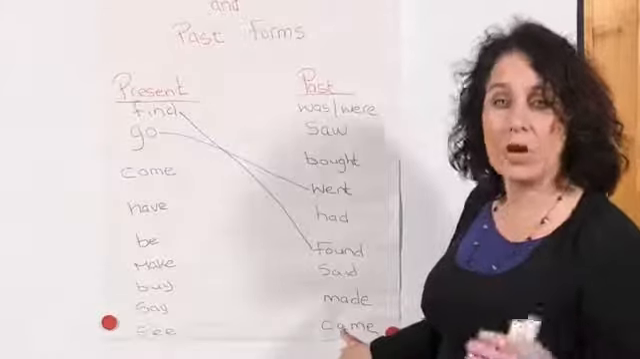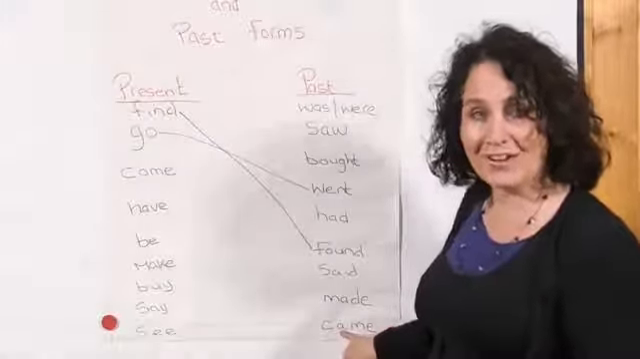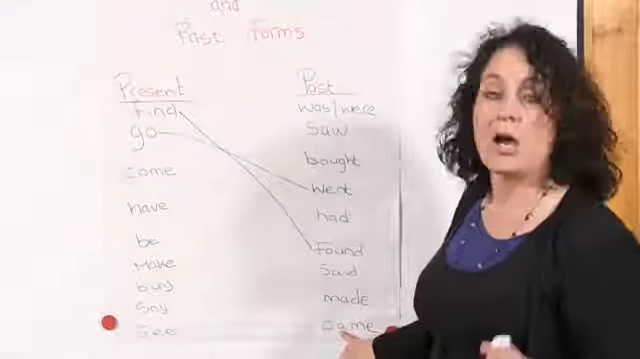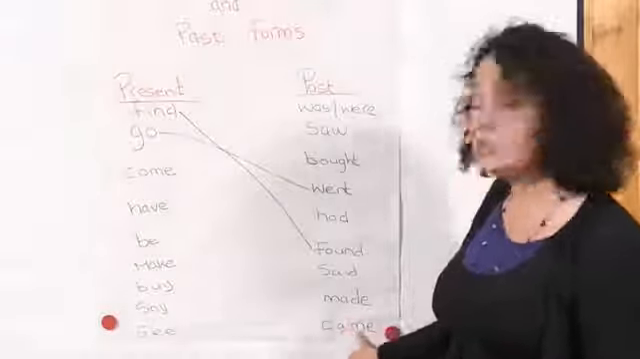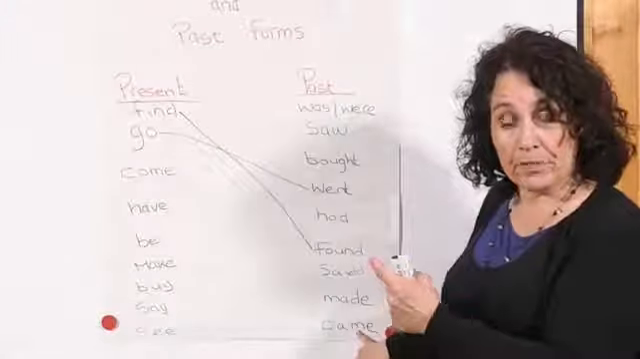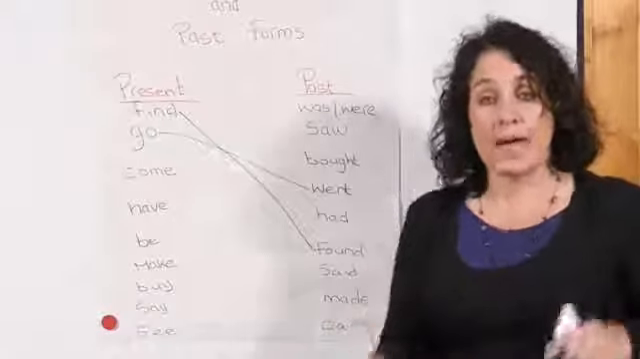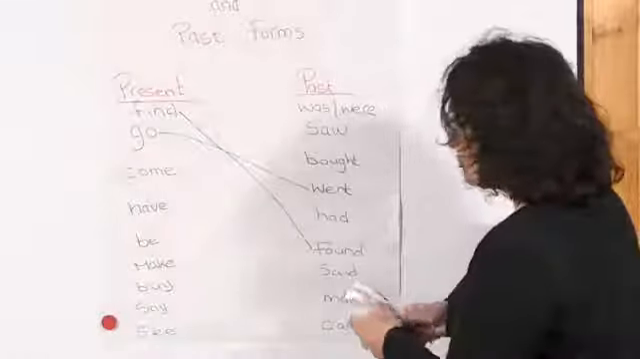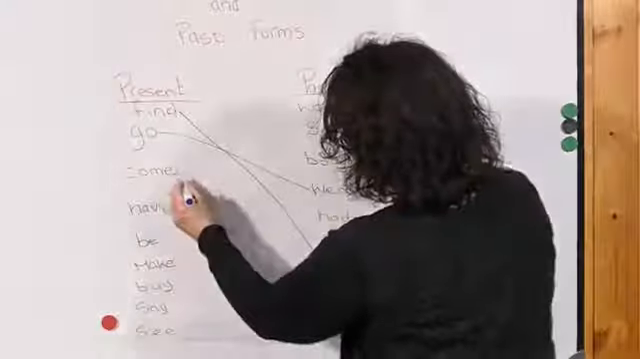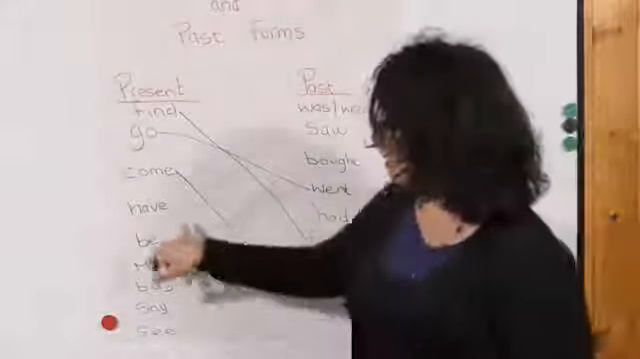I came to Ireland in 2005. Okay, I came. Not come, I came. You must use the past form of the verb come if you're talking about any time before now, which is the past simple. So come, came.